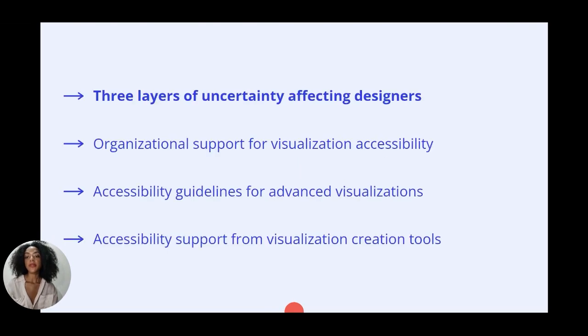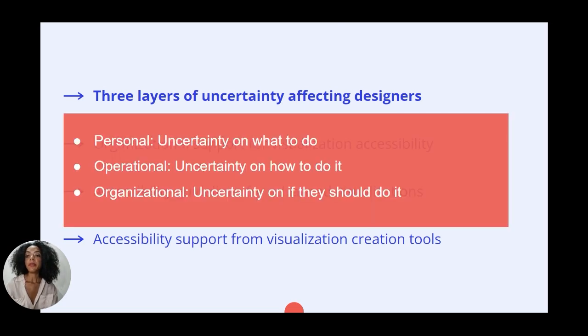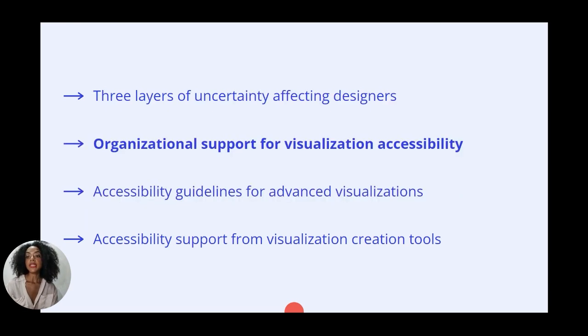Across the results of our 3 studies, we uncovered the 3-layered effect of uncertainty that practitioners experience. On a personal level, many practitioners just aren't sure when they are providing sufficient accessibility. On an operational level, they often don't know how to apply certain features using the tools that they have. On an organizational level, there's often uncertainty on the expectations and responsibilities. Restraints in organizational support and resources are known factors hindering accessibility. Our work shows how these issues accumulate for visualizations.